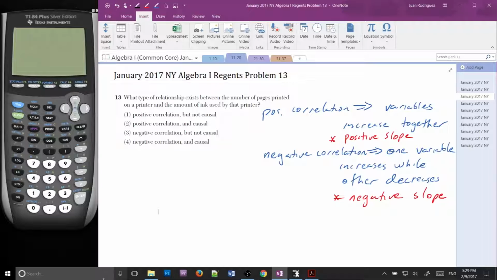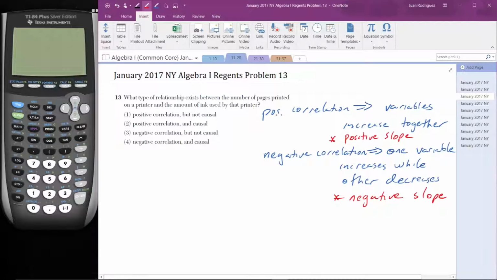Now, what does it mean for a correlation to be positive? What it means is that the variables increase together. And notice that means the line of best fit has a positive slope. Whereas in a negative correlation, one of the variables increases while the other decreases, in which case this has a negative slope.